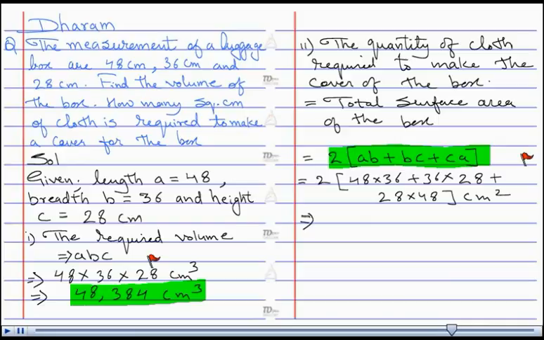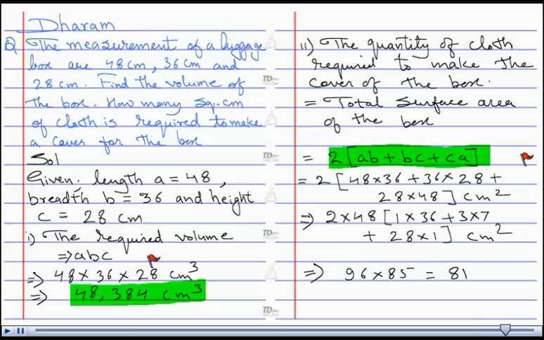which is 2 into 48. If we take outside, we get 1 into 36 plus 3 into 7 plus 28 into 1, which on simplification gives 96 into 85, that is 8160 centimeter square.